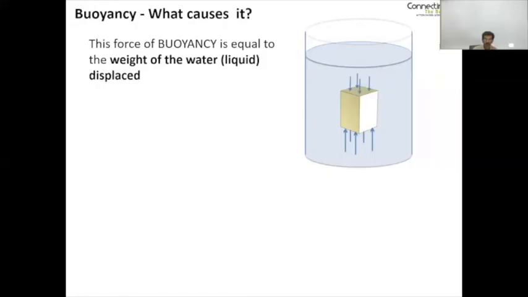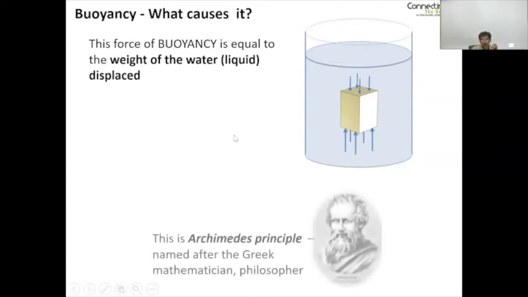So the amount of buoyant force experienced by the object is equal to the weight of the liquid displaced, and that is what is called Archimedes principle. So the force of buoyancy is equal to the weight of the liquid displaced. This is of course named after Archimedes, the famous Greek mathematician and philosopher who discovered this principle.